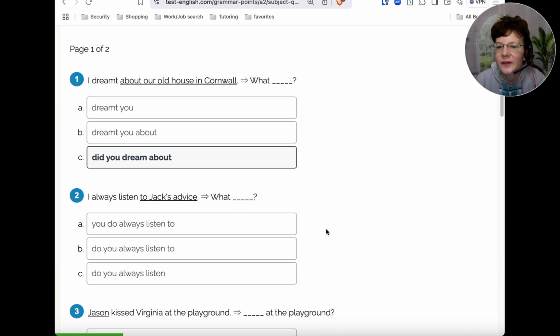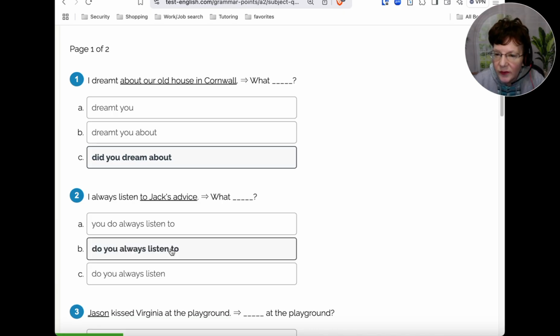Okay, number two, "I always listen to Jack's advice." Okay, what? So do you always listen to, do you always listen to, or do you always listen? Okay, so this one ends in a preposition. So if you chose option B, the middle one, "Do you always listen to?", that would be the correct question form.